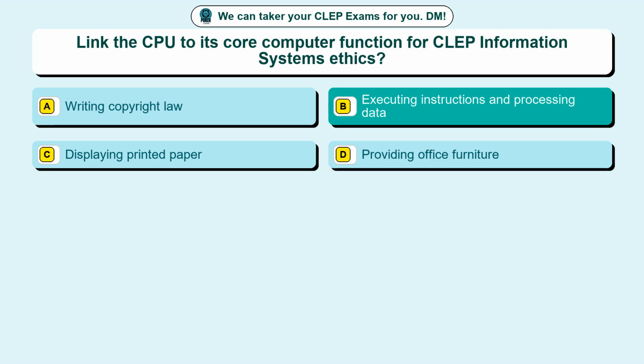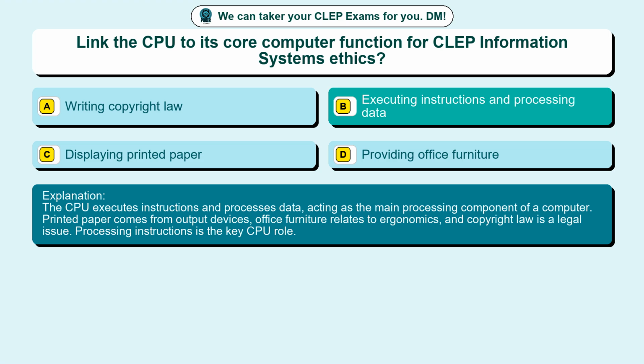The correct answer is option B. Executing instructions and processing data. The CPU executes instructions and processes data, acting as the main processing component of a computer. Printed paper comes from output devices, office furniture relates to ergonomics, and copyright law is a legal issue. Processing instructions is the key CPU role.